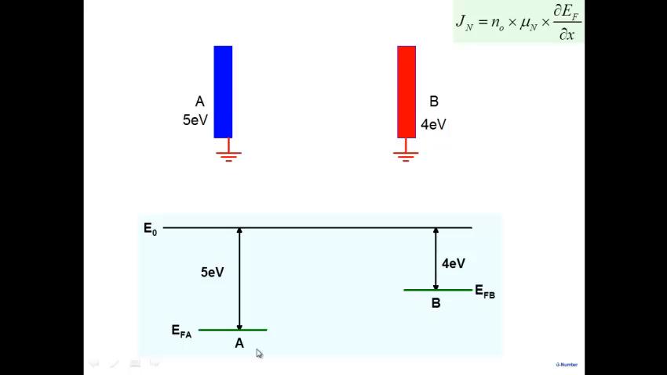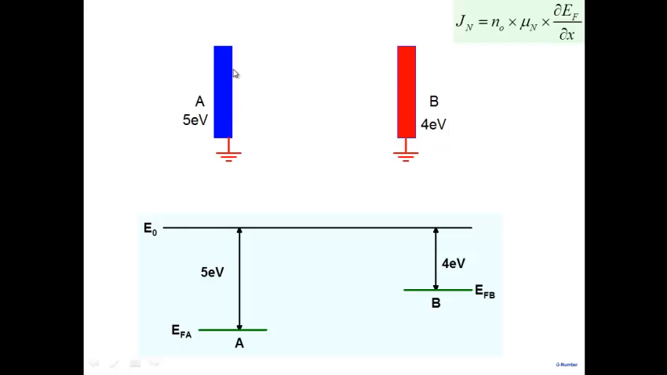Electrons flow from higher Fermi energy to lower Fermi energy. It's just like a temperature difference denotes the direction of heat flow, and similarly a difference in Fermi energy denotes the direction of electron flow. So electrons will start flowing from here to here. What will happen then? Let's say an electron flows from here to here.